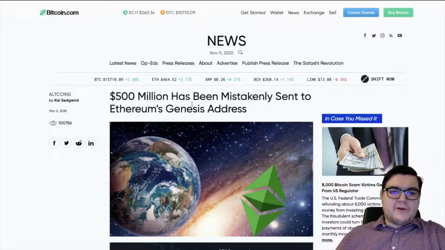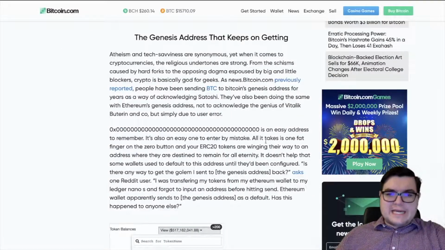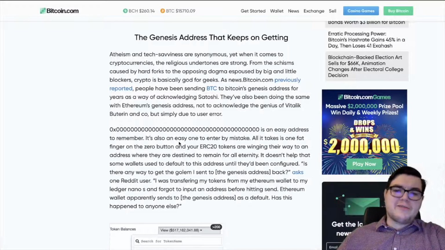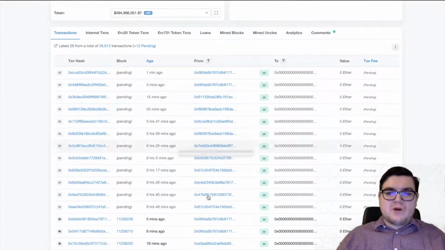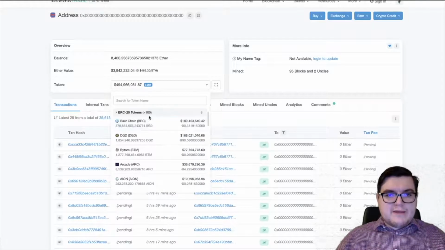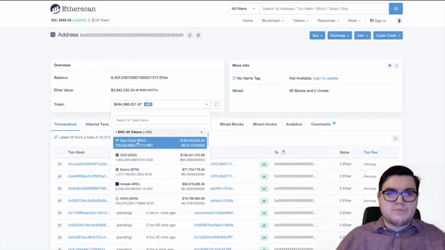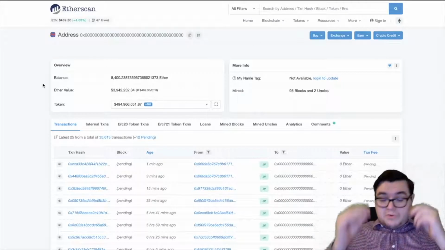Here's an old Bitcoin article. 500 million has been mistakenly sent to Ethereum's Genesis address. So just don't make the mistake. It says all it takes is one fat finger on the 0 button and your ERC20 tokens are going there. Or if wallets weren't configured correctly, the default address would be there, and some people just weren't looking. There are constant influxes of tokens. As we see, 0 Ethereum, but a lot of tokens. We see 180 million of Bear Chain, DGD, Bytem, Arcade, Ions. I wonder why this one in particular had so much come in. Maybe it was a large transaction that screwed up. There were transactions where people have lost millions of dollars.